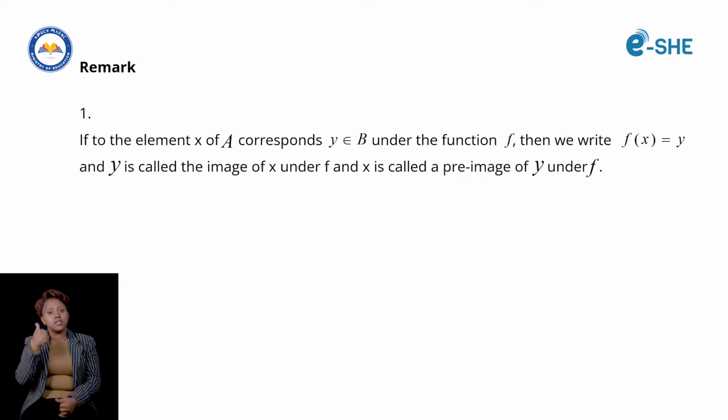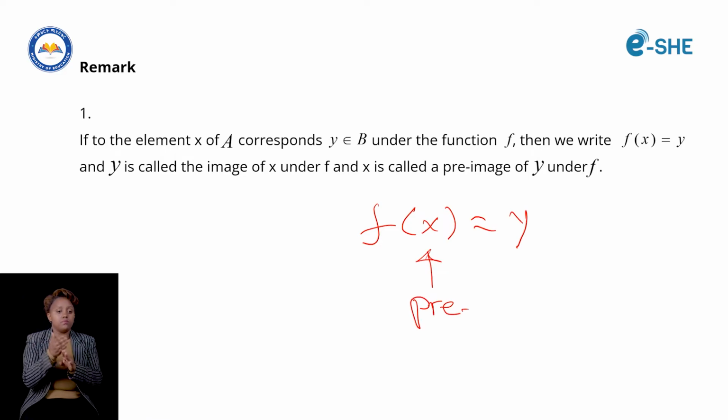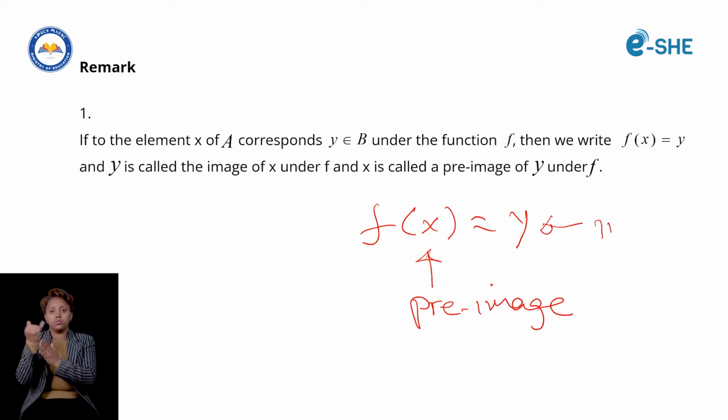The other remark is, if to the element x of A corresponds y under the function f, we represent it as f(x) = y. And y is called the image of x under f, and x is called the preimage of y. If f(x) = y, x is the preimage and y is the image. Sometimes we call x the independent variable and y the dependent variable, dependent on x by f.